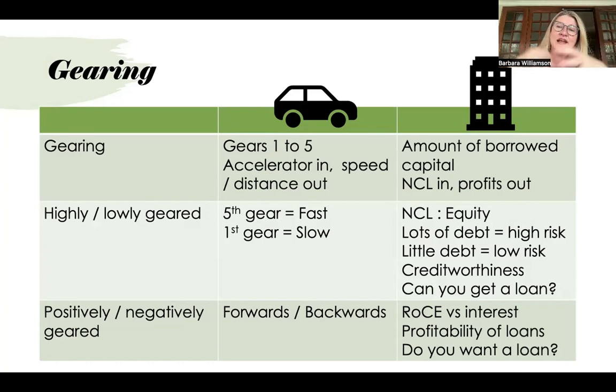So how does this relate to the car scenario? You can imagine it like this. As I've said, highly or lowly geared is, are you going fast or slow? Negatively and positively is, are you going forwards or backwards? You want to make sure that you are going forwards if you are going very fast. So if you are highly geared, it will only work if you are positively geared. If you are negatively geared, then you need to be going slowly. There's a reason cars don't have 5 reverse gears.